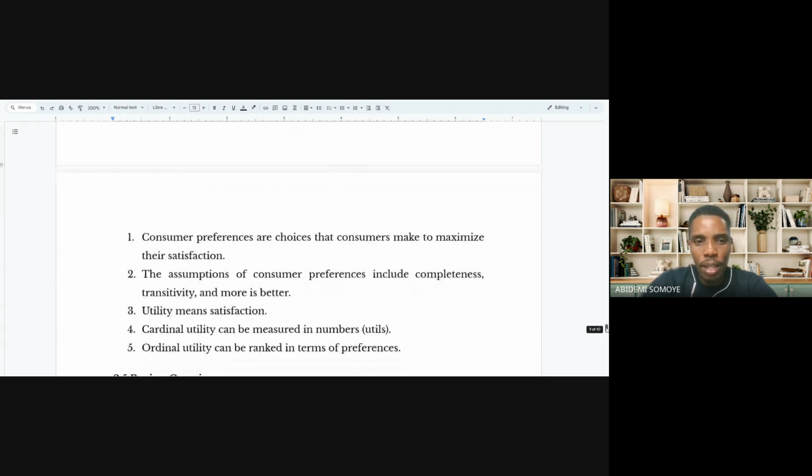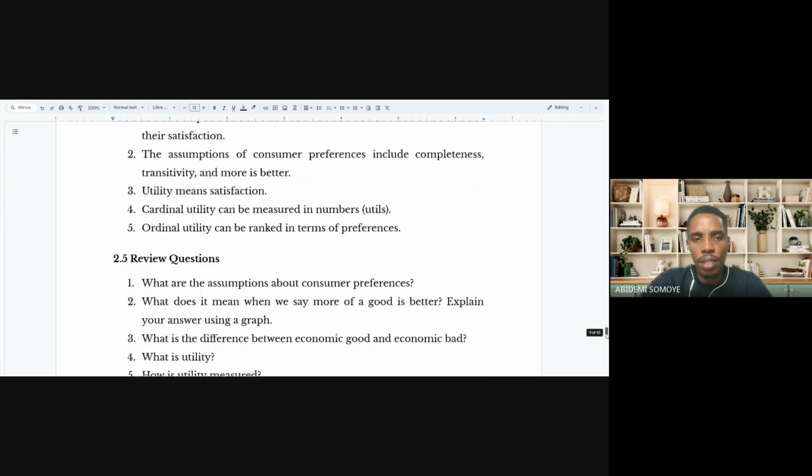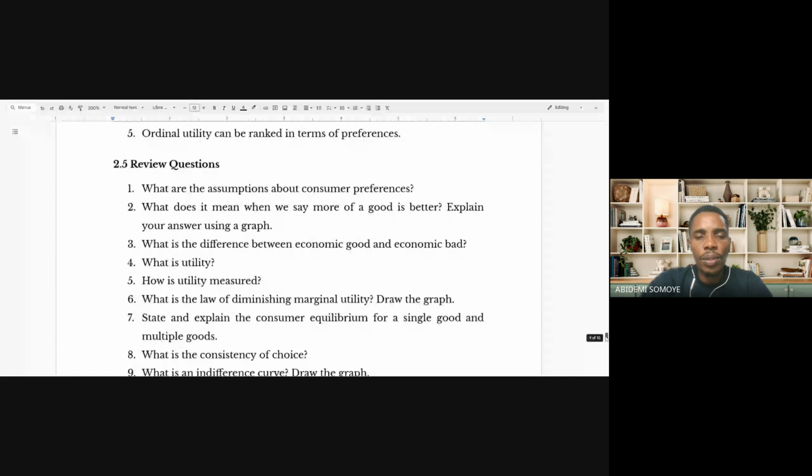So what are some of the chapter overview? Consumer preferences are choices that consumers make to maximize their satisfaction. The assumptions of consumer preferences include completeness, transitivity, more is better. Utility means satisfaction. Cardinal utility can be measured in numbers, utils, and ordinal utility can be ranked in terms of preferences. Let's take a look at the review questions.